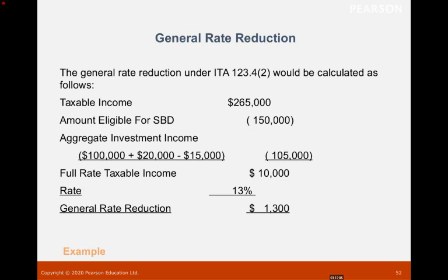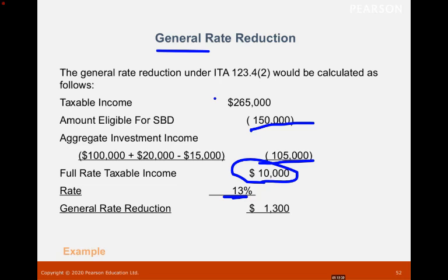Well, general rate reduction is the one we're always going to calculate at the end. And we're always going to subtract everything else that we've already worked with until we know that all we have left to pay full rate on is going to be the 10,000. Our GRR rate is always 13%. So it's just 13% of the 10,000.